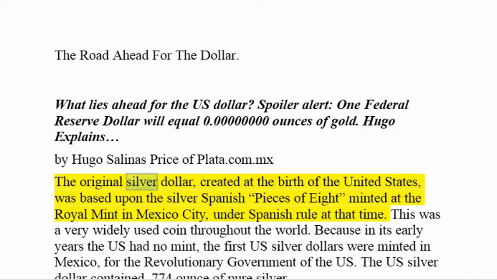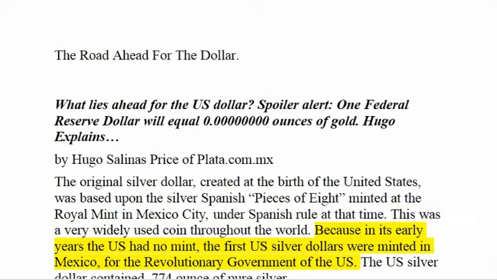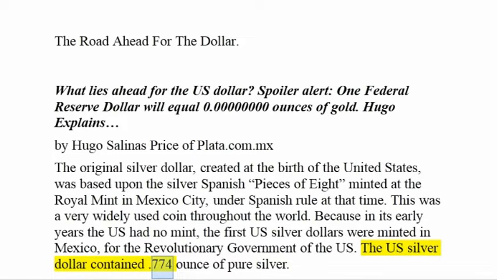The original silver dollar, created at the birth of the United States, was based upon the silver Spanish pieces of 8 minted at the Royal Mint in Mexico City, under Spanish rule at that time. This was a very widely used coin throughout the world. Because in its early years the U.S. had no mint, the first U.S. silver dollars were minted in Mexico, for the revolutionary government of the U.S. The U.S. silver dollar contained 0.774 ounce of pure silver.